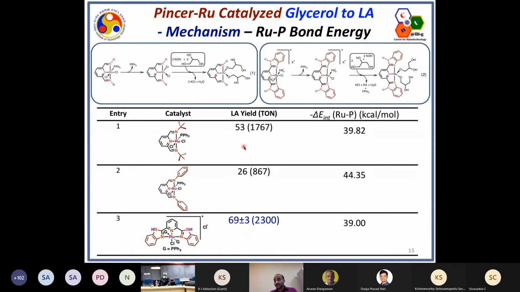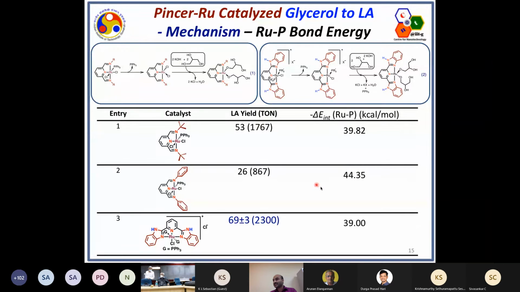So to know that for the dehydrogenation cycle to be activated, we should generate the active species by dissociation of PPh3. What we found was with the t-butyl catalyst, the ruthenium-phosphorus interaction energy was about 39.82 kilocalories, whereas in the case of bis-imidazole, it was 39 kilocalories. In the case of phenyl, it was 44 kilocalories. So the catalyst in which the PPh3 is the most difficult to dissociate to generate the 16-electron active ruthenium species is giving the lower yield.